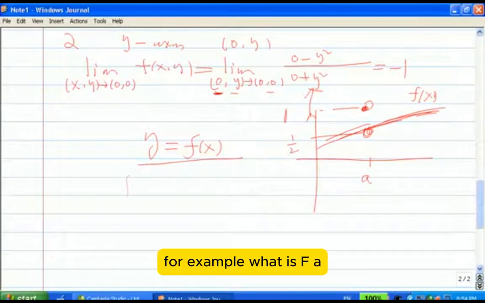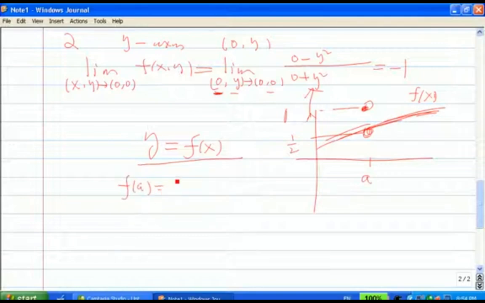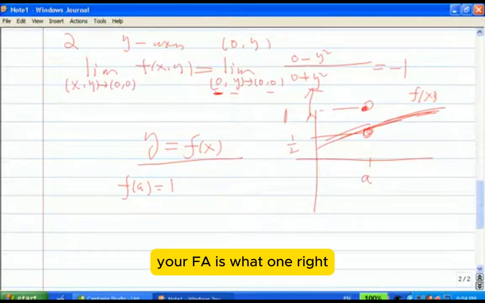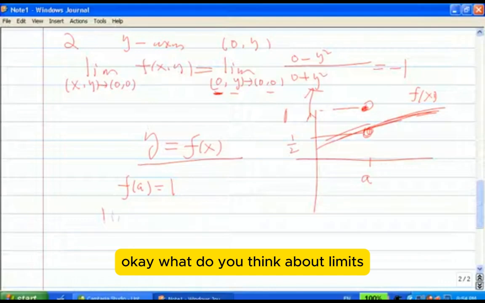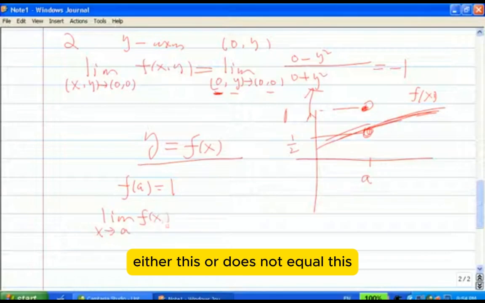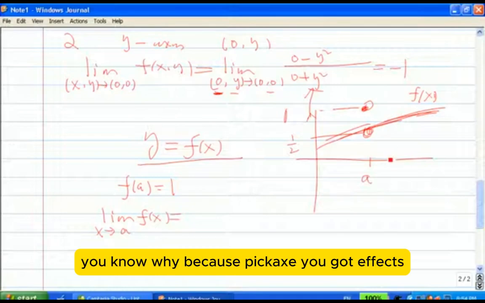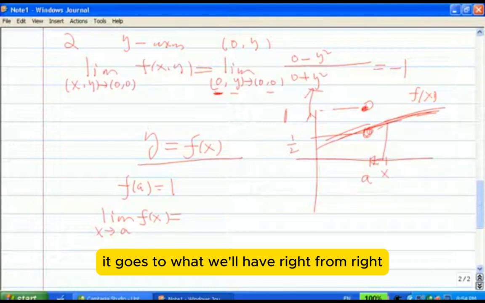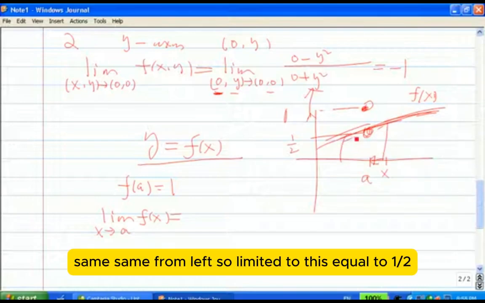For example, what is f(a)? This is an empty dot. So once x is equal to a, your f(a) is what? 1, right? What do you think about the limit as x goes to a? Does it exist or not exist? In fact, this limit exists. You know why? Because you pick x, you get f(x). Pick another one, you get f(x). As x goes to a, your f(x) goes to what? 1/2, right? From the right, same thing from the left. So the limit exists and equals 1/2.